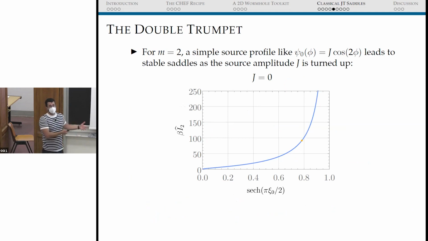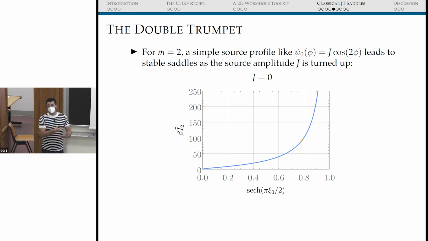So we can accommodate stable wormholes for n equals 2 by just sourcing the scalar with this very simple profile. This respects the symmetries we had before, but I don't think it's necessary here. Anyway, these plots are for this very simple profile. Here, the source is 0, so we don't have any saddles of the modulus.